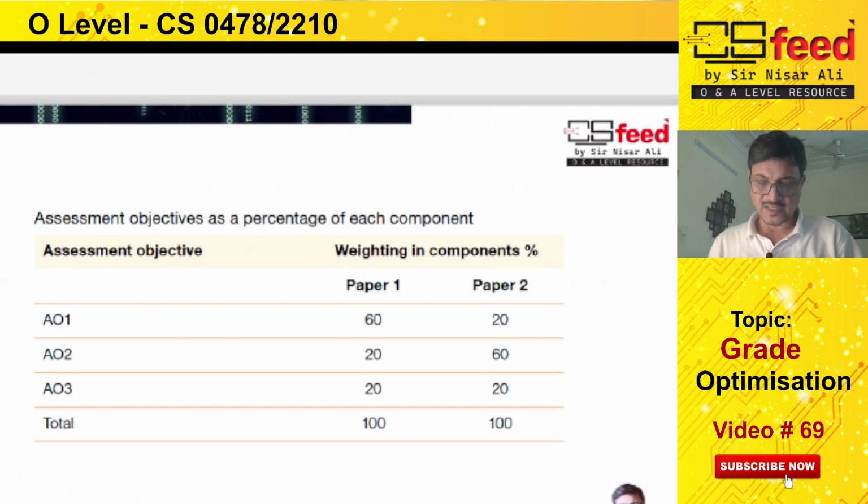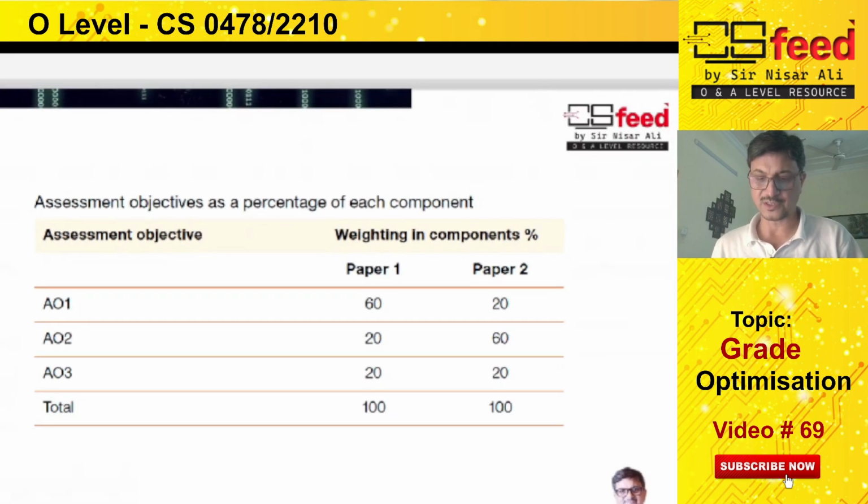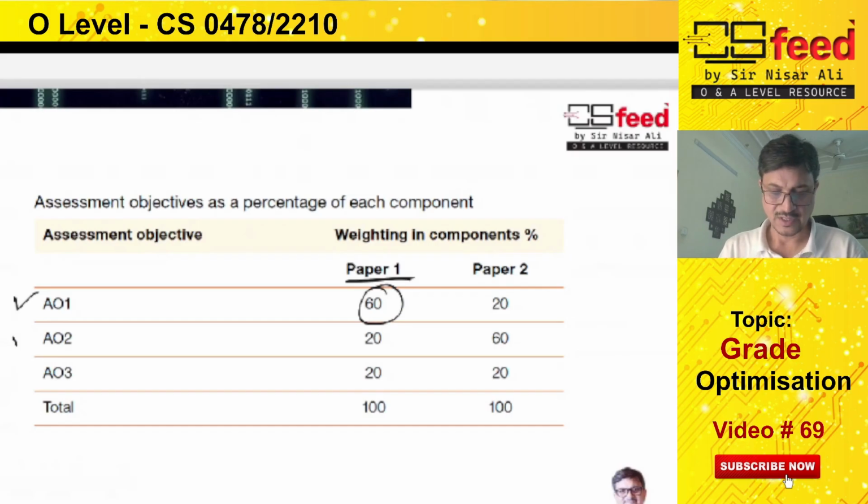Now let's have a look at the distribution of these levels: the assessment objectives and the percentage of each component. When you know this distribution, it will be easier for you to prepare for your paper. Assessment objective 1 in paper 1 is 60%, meaning more than half of your paper is based on your knowledge and understanding. Assessment objective 2 in paper 1 has 20% of the questions, and the remaining 20% are from assessment objective 3. So more than half of paper 1, your theory paper, is about knowledge and understanding.